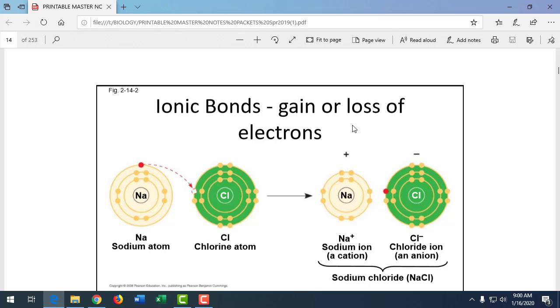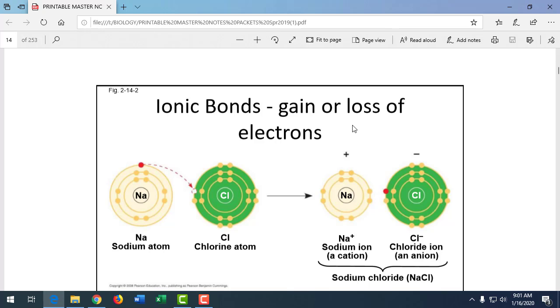So that brings us to the other type of bonds, and that's ionic bonds. Ionic bonds happen between a metal and a nonmetal. So make sure you write that down on this slide. Ionic bonds are between a metal and a nonmetal. The metal usually has an extra electron in its outer energy level that it wants to give up, so the next one below it is full with 8.